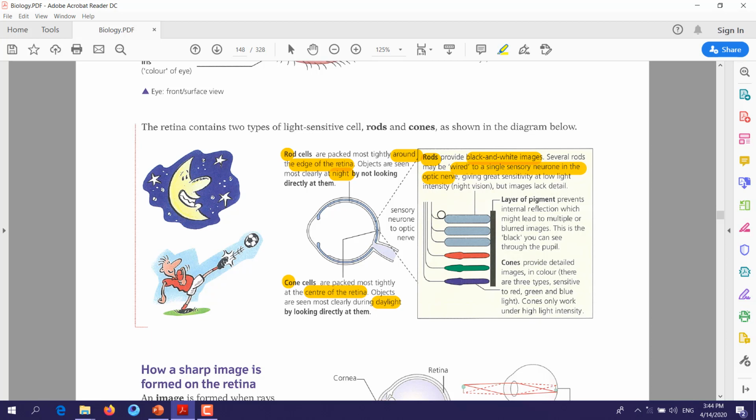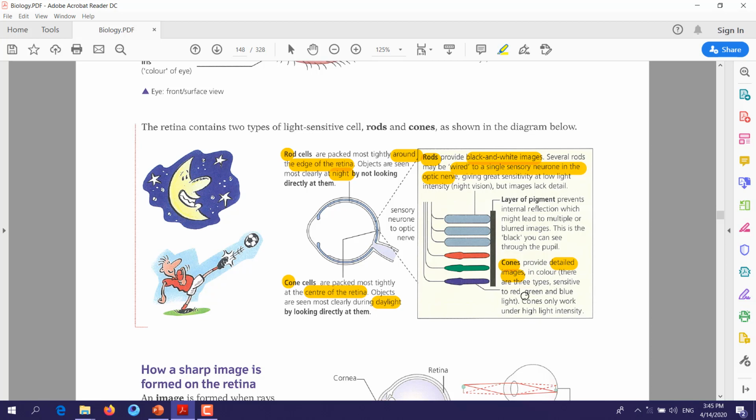So 1, 2, 3. These three, what are they? They are rod cells. As you can see, three of them are connected, or wired, to a single sensory neuron. They are connected into one sensory neuron. But if you look at the cones, each one is connected to its own sensory neuron. So the rods give us a black and white image during night. But cones provide detailed images in color.